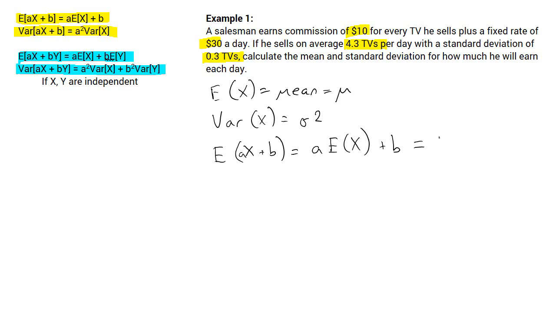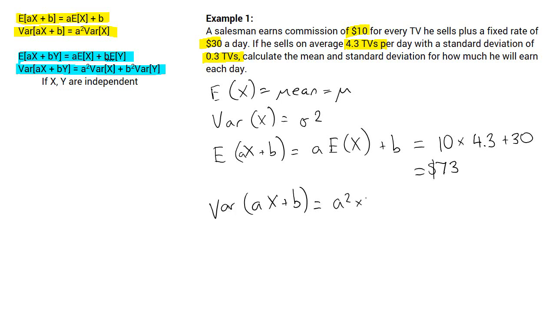If we earn $10 for each TV we sell, and we sell on average 4.3 TVs, which is our mean, and we get $30 extra per day, that means we're going to get 43 plus 30, which is $73 on average per day. Now, the standard deviation is where it gets a little bit trickier. So, we have the variance of ax plus b is equal to a squared times the variance of x.